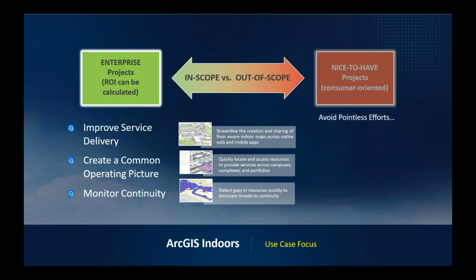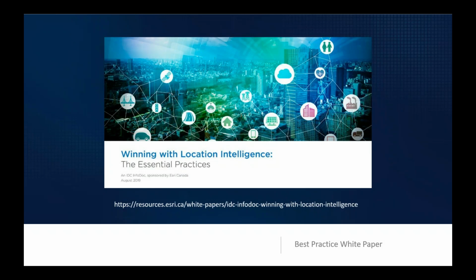Typical drivers are going to be to improve service delivery times, this core need for a common operating picture that would work across the workplace, as well as the ability to monitor continuity. These are common problems where location intelligence makes a real difference. And if you haven't already read it, please download this white paper, Winning with Location Intelligence. It was written by Esri Canada, so use it to drive those ROI discussions.